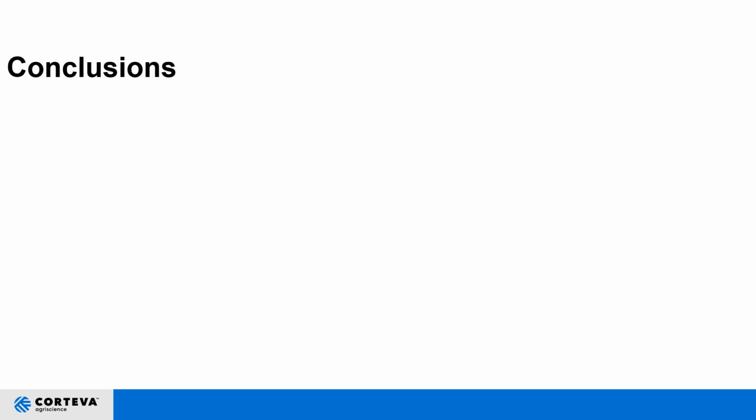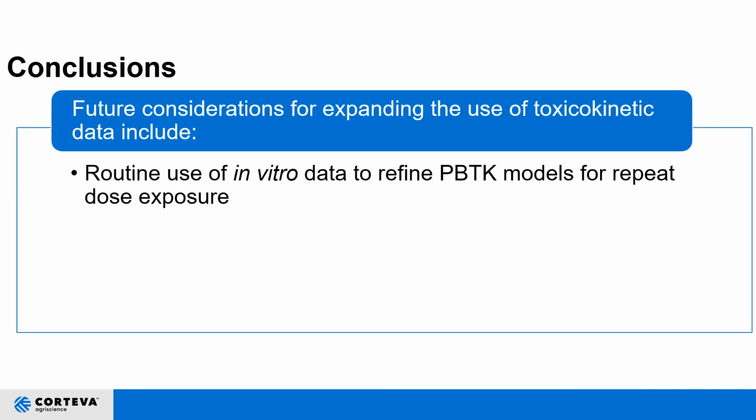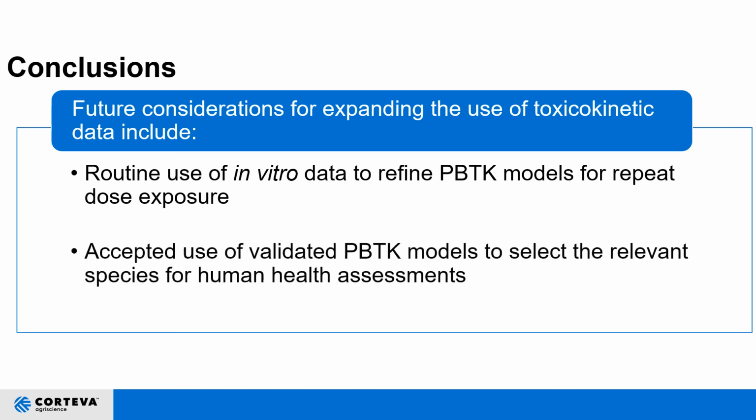As we consider ways in which we can expand the use of toxicokinetic data for future assessments, we can begin to routinely generate in vitro assay data for refinement of PBTK models for repeat dose exposure, and we can continue to work toward the accepted use of validated PBTK models to select the relevant species for human health risk assessments.